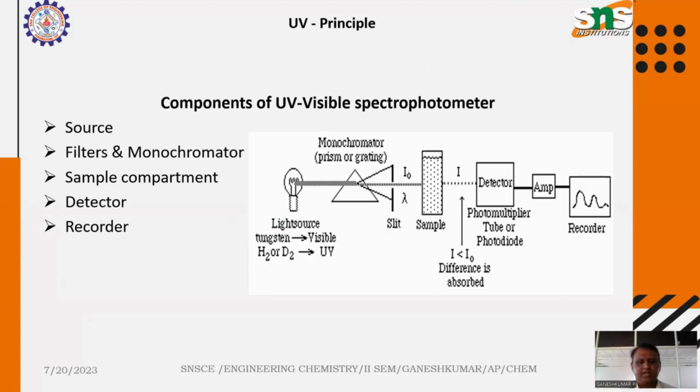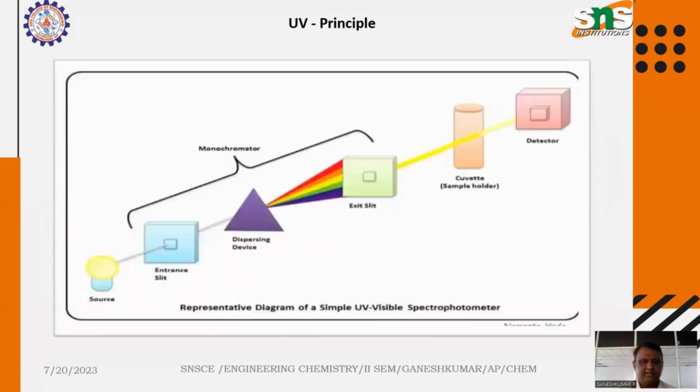It then passes through the sample, and the sample will absorb a certain amount of radiation, which involves the principle I discussed just before for the transition. A part of it comes out and is taken by the detector. The detector is usually a photomultiplier, which detects it, amplifies it, and gives it to the recorder. From the recorder, we can analyze the type of substance we have taken for analysis.